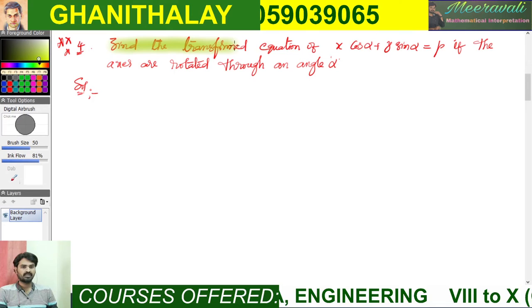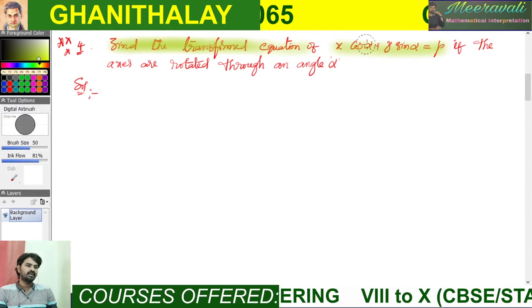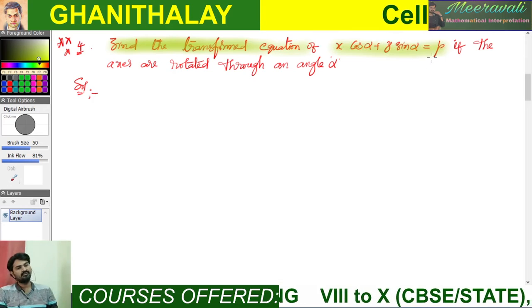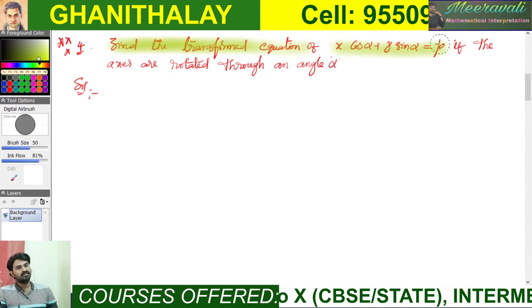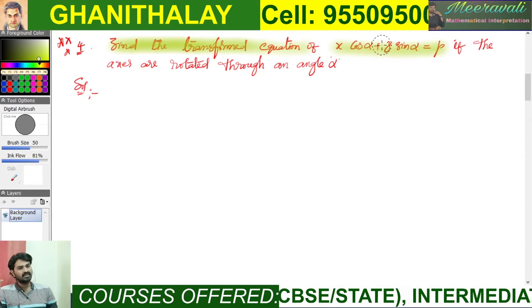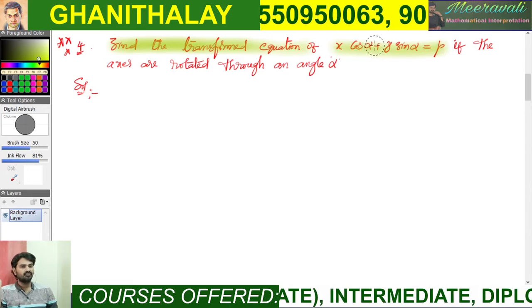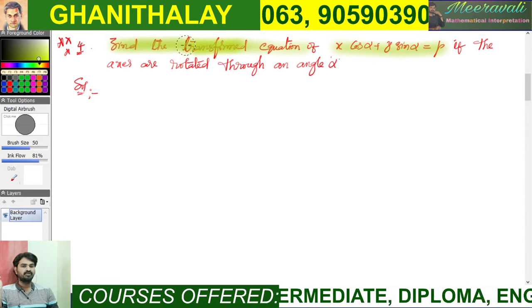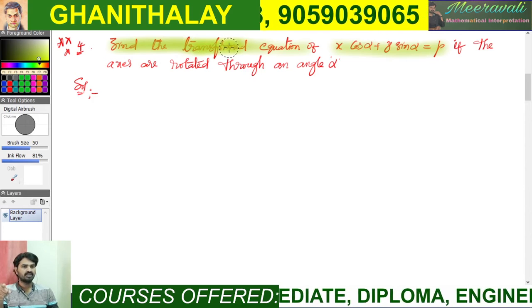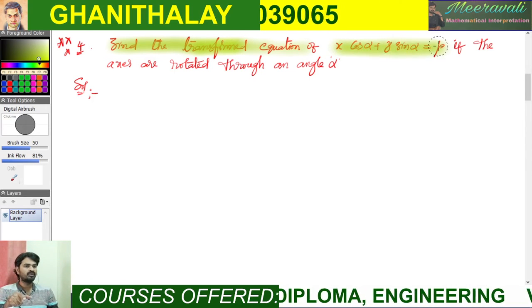Find the transformed equation of this one. That means here x cos alpha plus y sin alpha is equal to p, which is given. Which kind of equation is this? This is the old system or new system? This is in the old system, because we need to find the transformed equation. So the given equation should be in the old system.